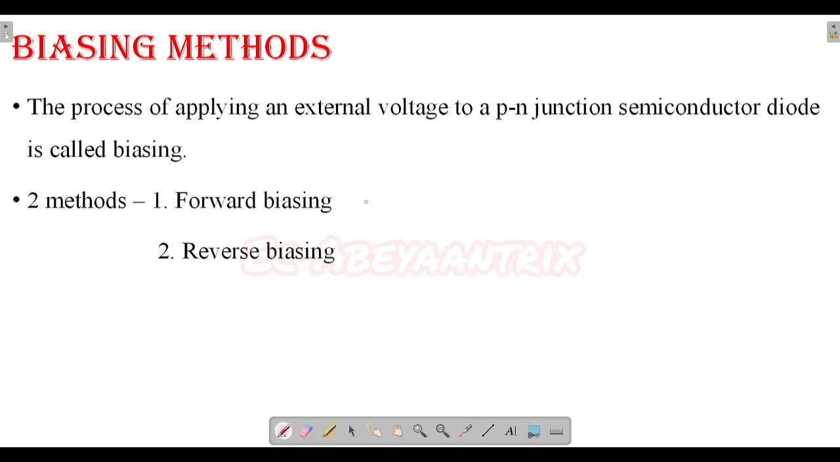In short, we can say that only in forward biasing does the diode conduct. That's why we say that a diode conducts current in only one direction: it allows current in one direction and blocks current in the other direction, right? In reverse biasing, it actually blocks the current flow.